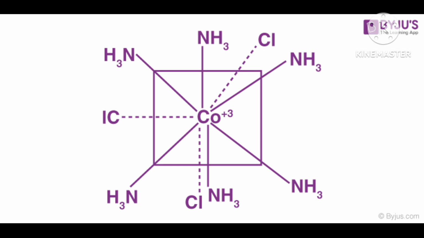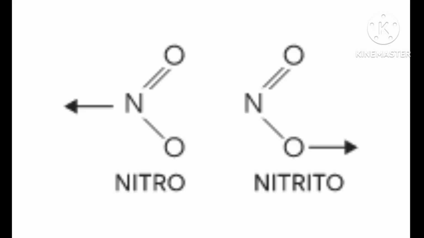Denticity. When ligands are of the chelate type, suppose two or three such ligating groups are there, the number of such ligating groups is called the denticity of the ligand. Such complexes, called chelate complexes, tend to be more stable than similar complexes containing unidentate ligands.